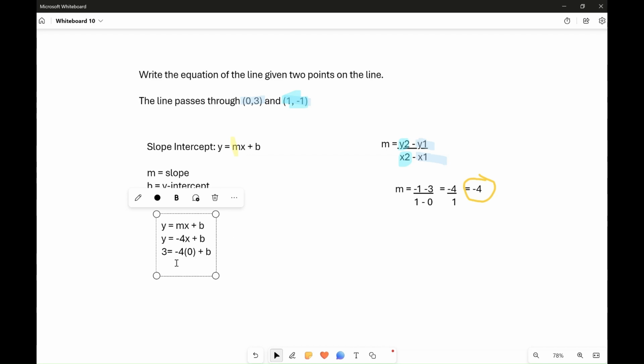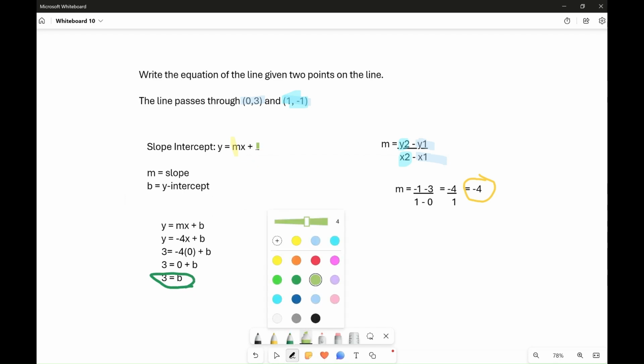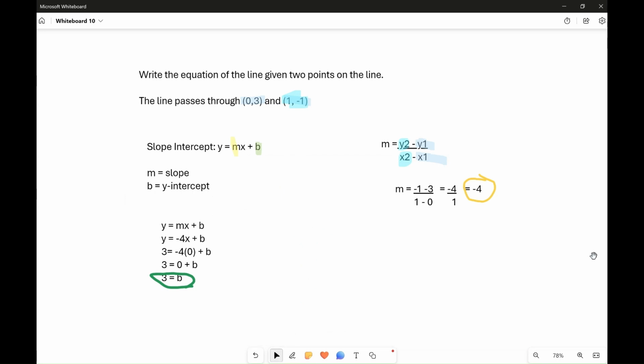I know that to get going here, I need to simplify this math. And negative 4 times 0 is just going to be 0. So that's really just 3 is equal to 0 plus b in this case, which means that 3 is my answer for the value of b. So this value is going to replace the b in my equation right here. And once I have those two pieces of the puzzle found, then I know my equation. My final equation is y equals negative 4x plus 3.